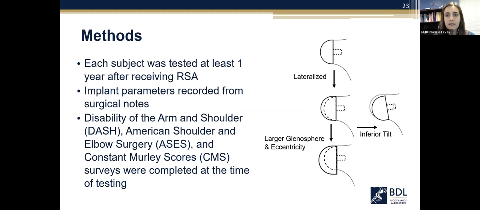Patients who had previously received RSA from a single surgeon were enrolled in the study. Implant parameters, including retroversion, humeral neck shaft angle, glenoid lateralization, glenoid eccentricity, and glenoid size, were all recorded from patient op reports. All patients were tested at least 1 year after surgery. DASH, ASES, and Constant-Murley surveys were also completed at the time of testing.